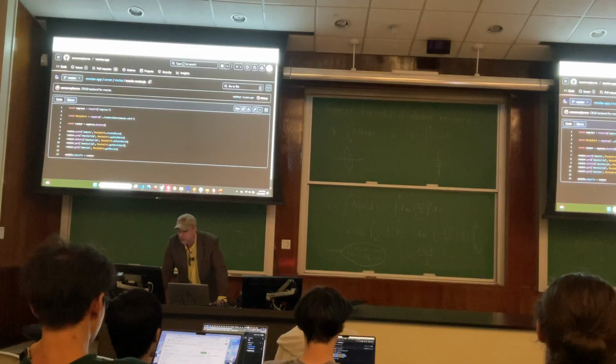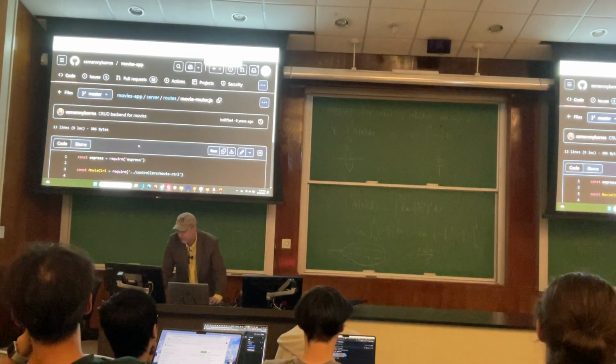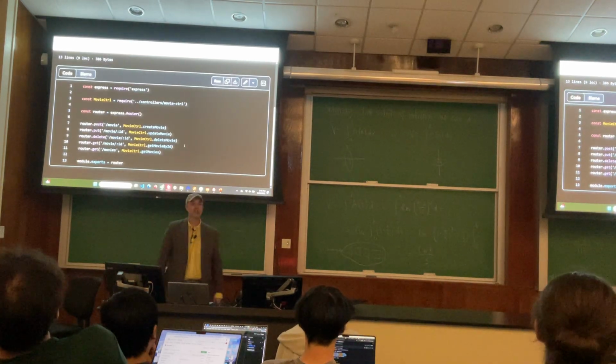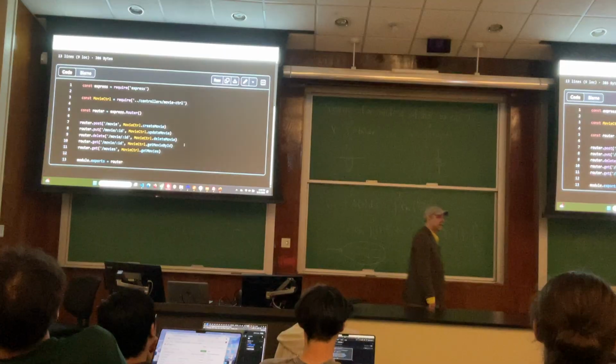These are all the routes. 1, 2, 3, 4, 5. So this is what we call a router. It doesn't look very interesting. What do you think it's doing? Yeah? It's passing back and forth.